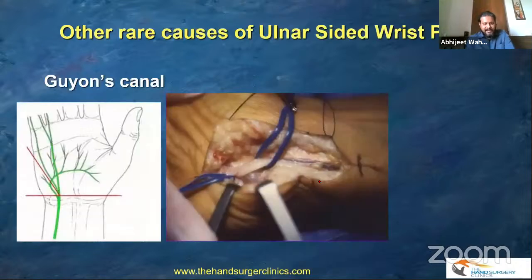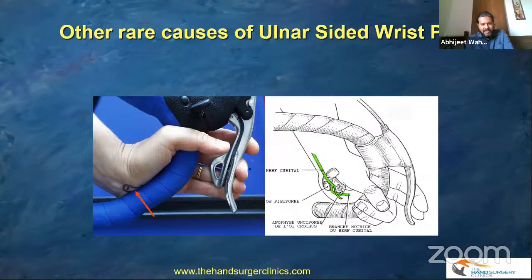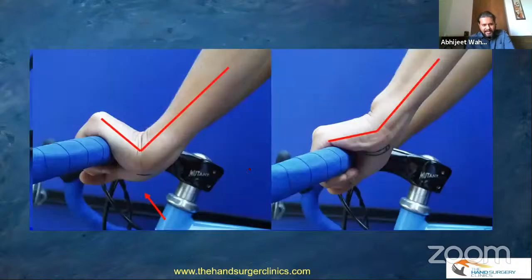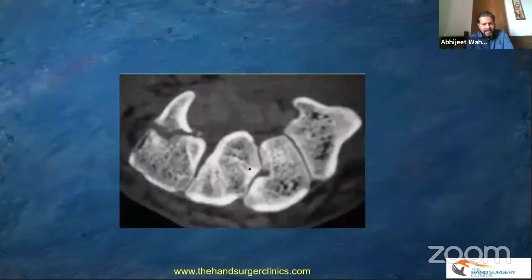Rare causes of ulnar-sided wrist pain involve some problems in the Guyon's canal, more often than not a ganglion cyst that may compress the ulnar nerve and cause pain and paresthesias. We see a lot of cycling enthusiasts these days, and the angle of holding the handlebar will often result in Guyon's canal and ulnar-sided wrist pain.